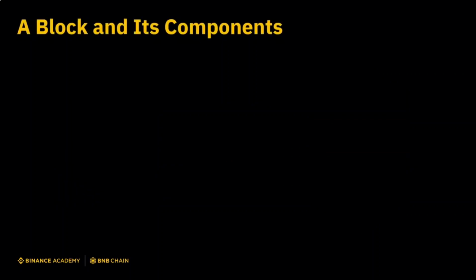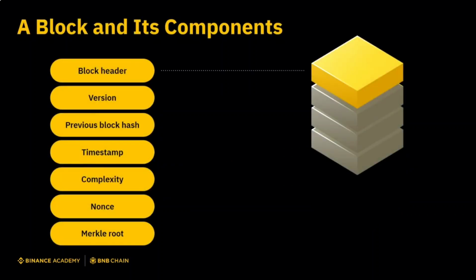Again, as I said, the block header is one of the most important components of the block. It contains information like a block version number. Version number is useful in keeping track of changes and updates throughout the protocol. The hash of the previous block, the timestamp showing when block was made, the complexity level associated with mining, the nonce value, which is the random number used in the mining process, and the Merkle root, which is used to verify the integrity of a block.